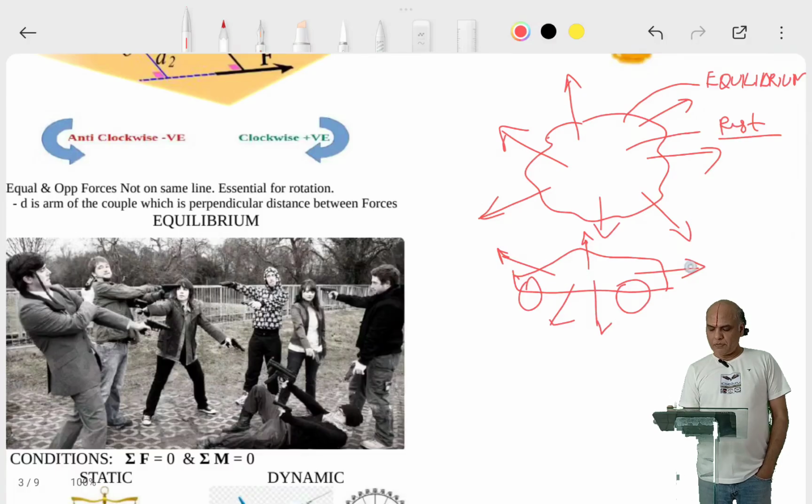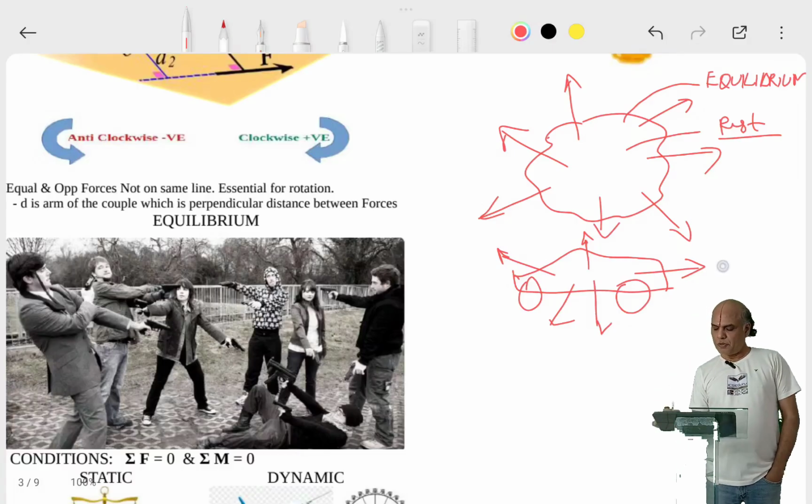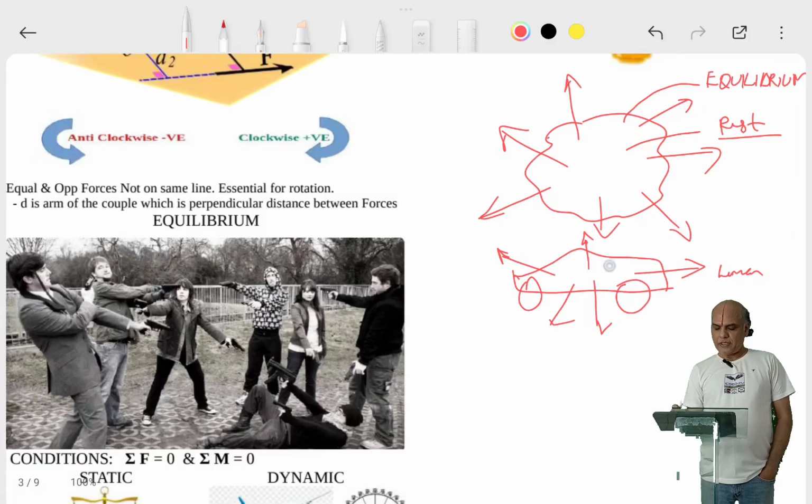Similarly, this body is in a state of motion. Assume uniform linear motion. It is under the action of several forces. Despite the action of these forces, if there is no change in the linear motion that it is already undergoing, then this body is said to be in equilibrium.